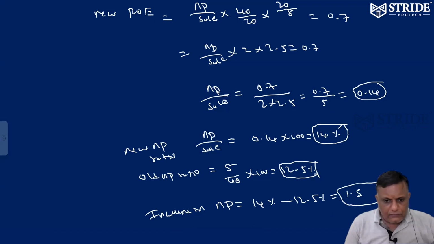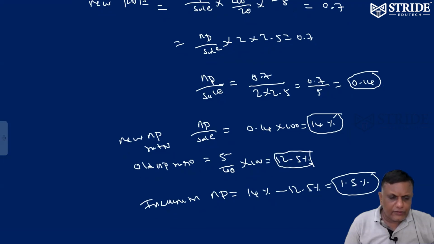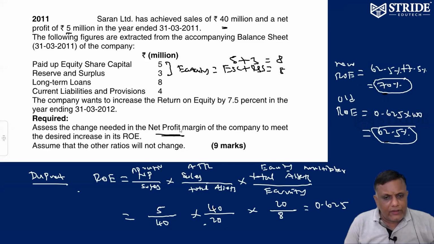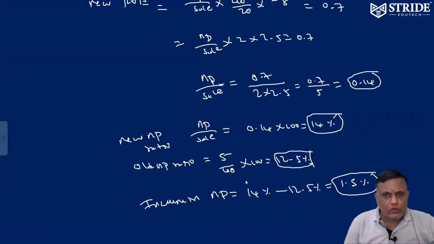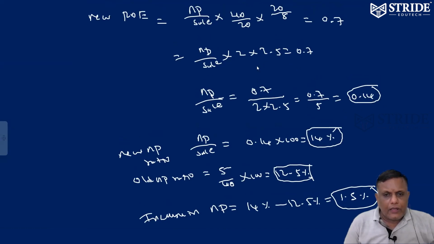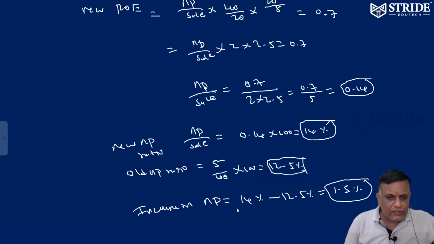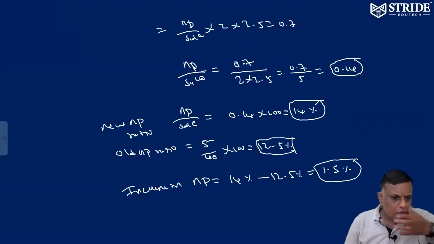We increase NP by 1.5%. That's the answer to the question: how much change is needed in the NP margin to meet the 70%? To meet 70%, the new NP margin has to be 14%. When the NP margin attains 14%, automatically the new ROE becomes 70%. Existing NP ratio is 12.5, new NP ratio is 14. How much does it have to change? 1.5 it has to change.